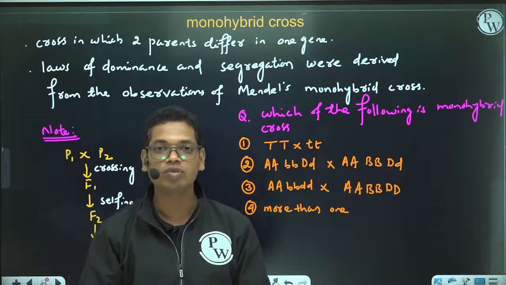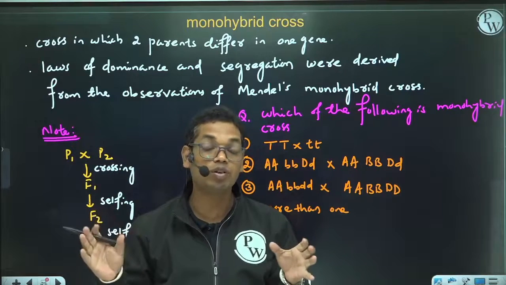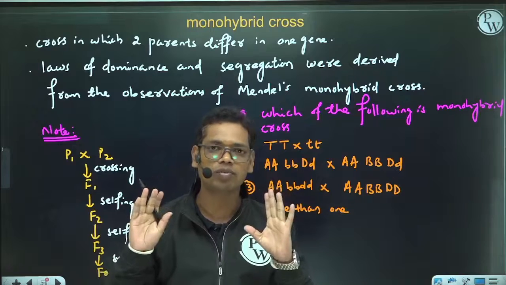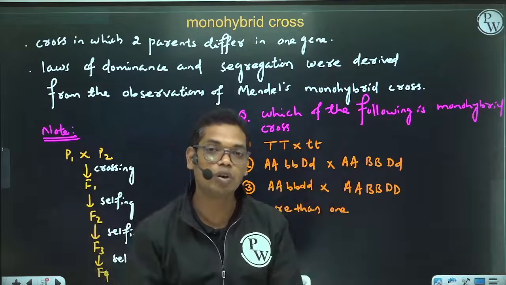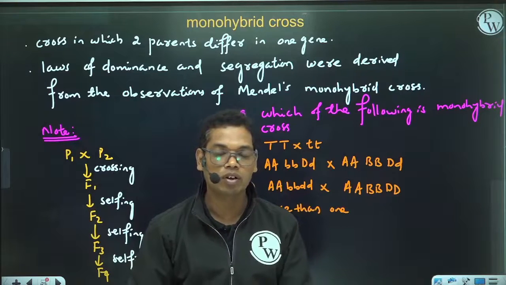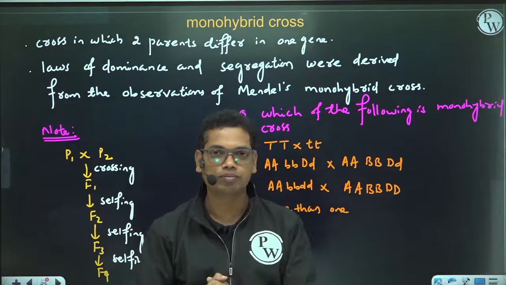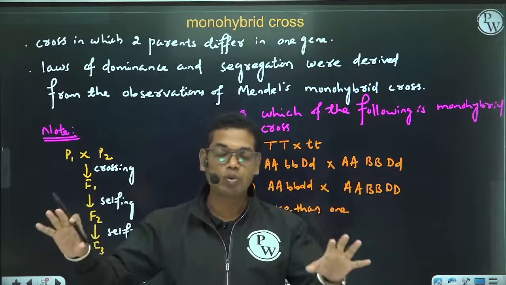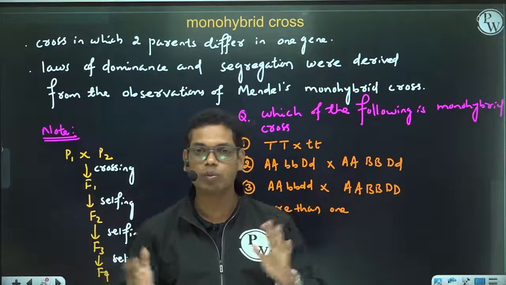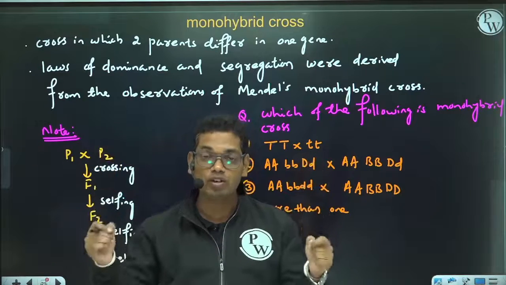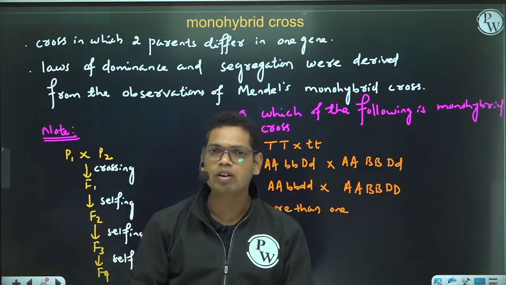Okay, and if the two individuals differ from each other only in one gene, but resemble each other in other genes, that cross will be called a monohybrid cross. Let me repeat once again. Whenever I perform any cross, all the genes will be present in parent 1 and parent 2. All the genes will be present, but these two parents will differ in only one gene pair, and that cross will be a monohybrid cross.